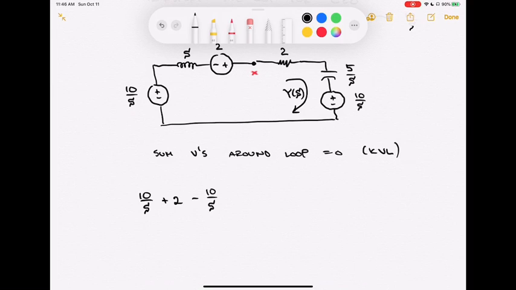So the first 10 over S was from the original input. The second one was from the initial current going through the inductor, and then the third was because of the initial voltage on the capacitor. Those are all the voltages in this loop.